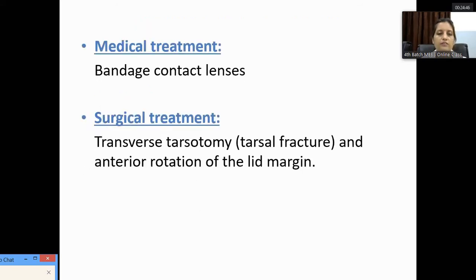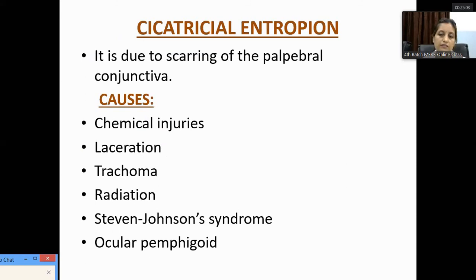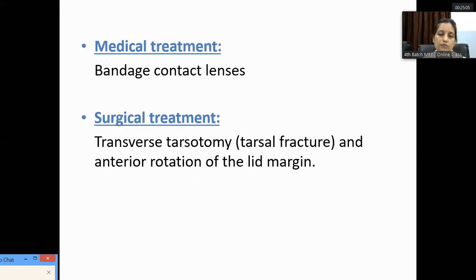And medical treatment is with a bandage contact lens. In this condition there is a high chance of symblepharon formation. So what is symblepharon? It is adhesions between the palpebral and bulbar conjunctiva due to the chronic irritation in this condition. So we have to remove the symblepharon, put a bandage contact lens, and we can go for transverse tarsotomy or tarsal fractures and anterior rotation of the lid margin.